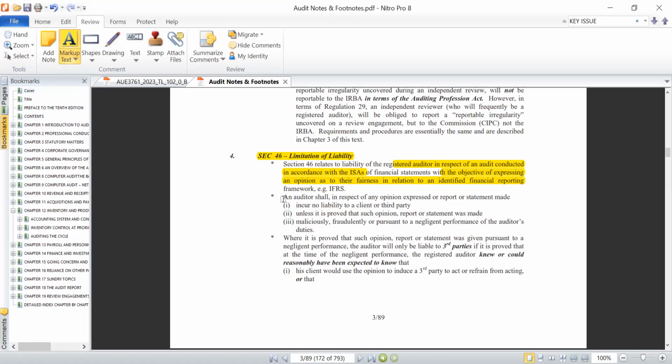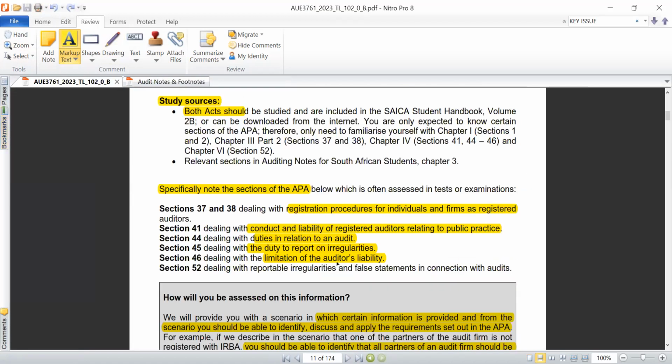Now, the auditor, according to section 46, shall, in respect of any opinion expressed, report or statement made, incur no liability to a client or third party. In other words, no monies will be owed to a third party because of what is done in the audit process, unless it is proved that such opinion, report or statement was made maliciously or fraudulently or pursuant to a negligent performance of the auditor's duty. If we have such, then it means there's a problem; we'll be infringing our responsibilities. Nothing much really on section 46.